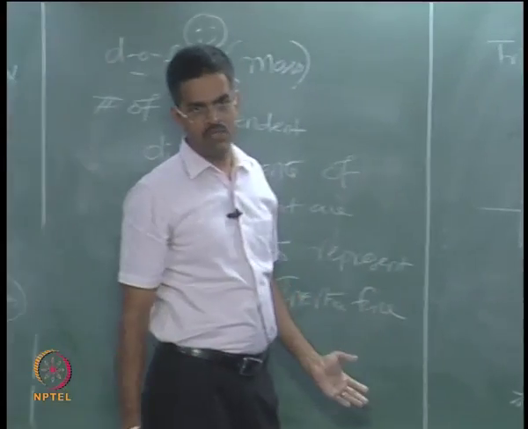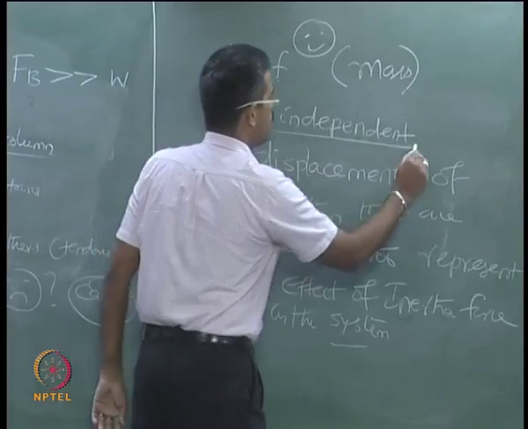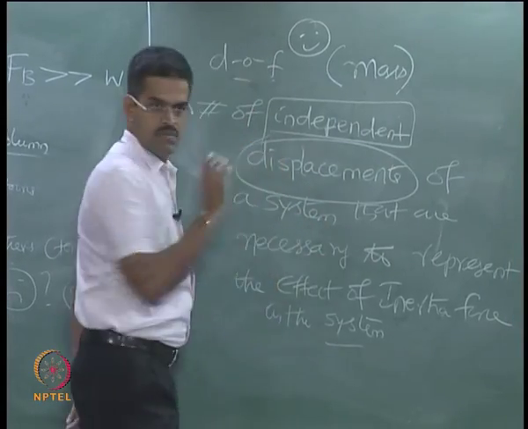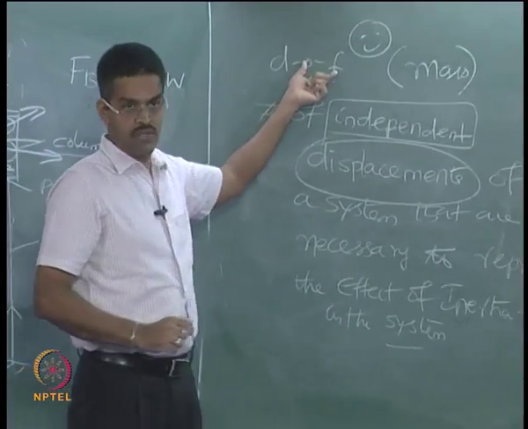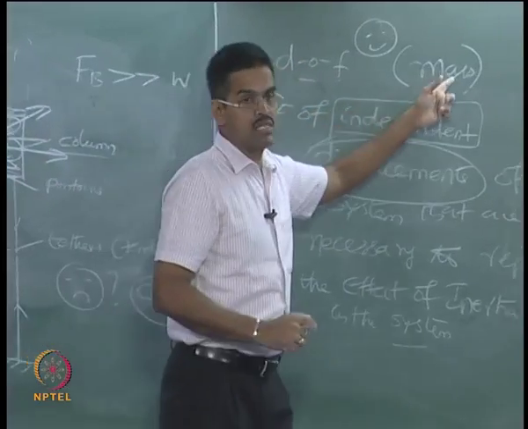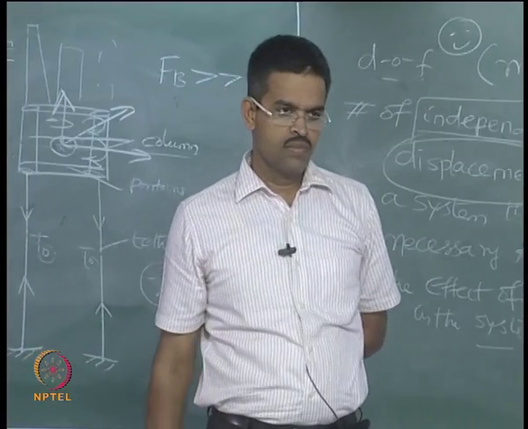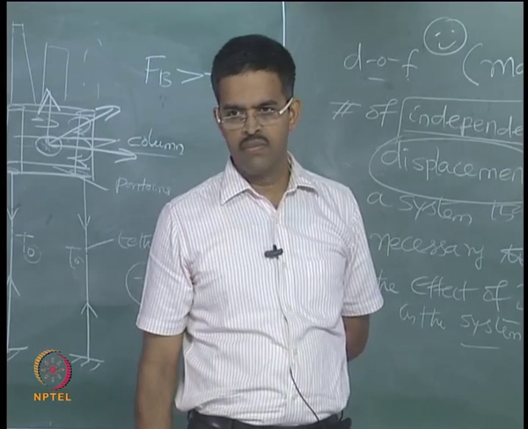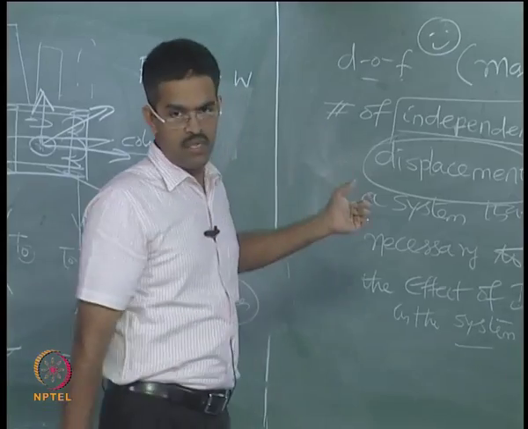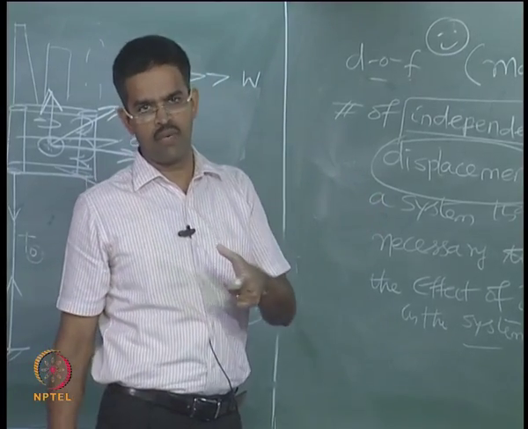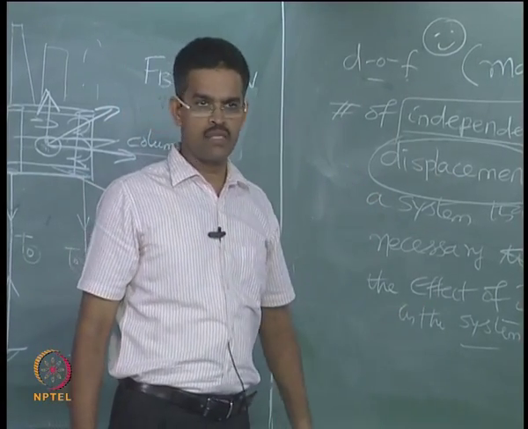Will be independent of this. So, independent displacement components will define the degrees of freedom. It is not the mass where they are lumped. Is this clear? So, the degree of freedom explanation is different in dynamic perspective compared to static analysis of structures.